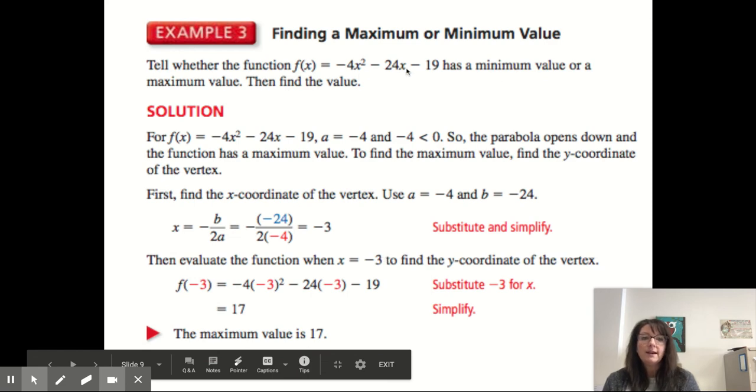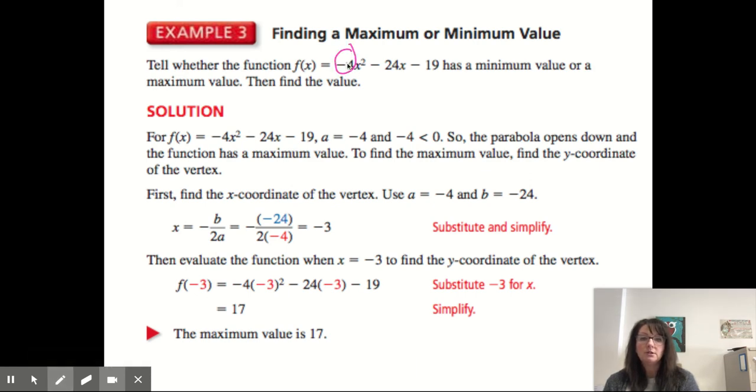So we're going to determine if it has one. We're going to look at this value here, a. Because it's less than 0, we know that this is going to have a maximum value because -4 is less than 0. So the parabola opens down and it has a maximum value. Then we're just going to find that value, which is basically the y coordinate. You'll have to use a and b. Here's the math showing you that we get the axis of symmetry as -3. Substitute that in to get the y value, or the output value, of 17. And so our maximum value is 17.